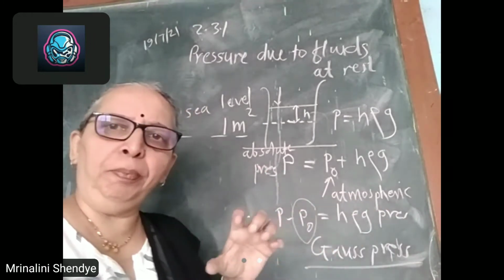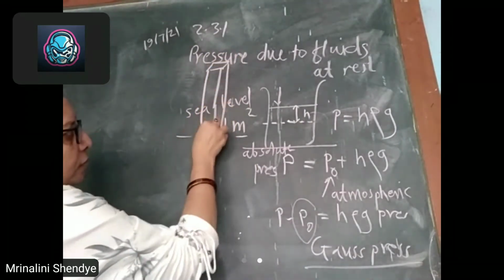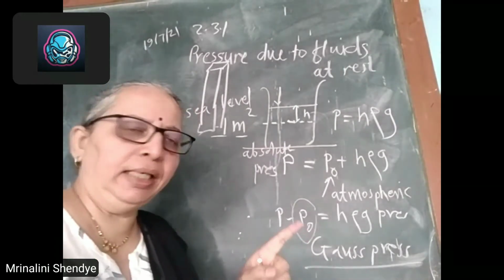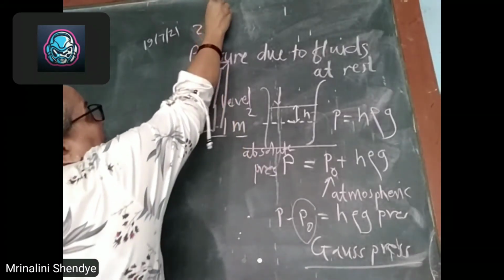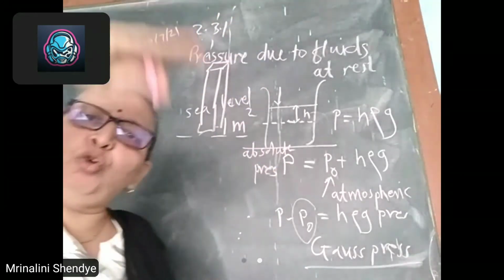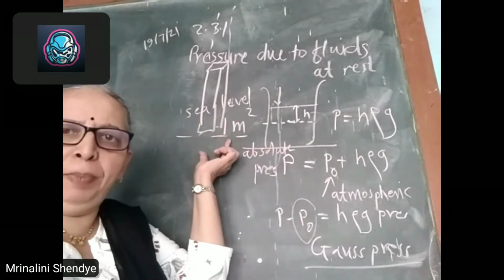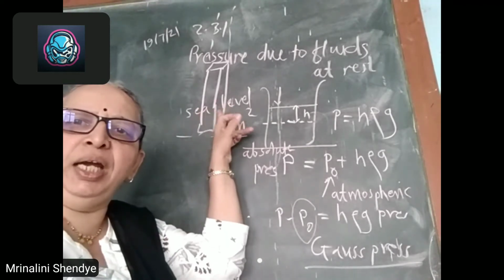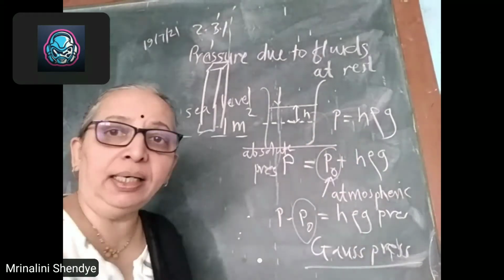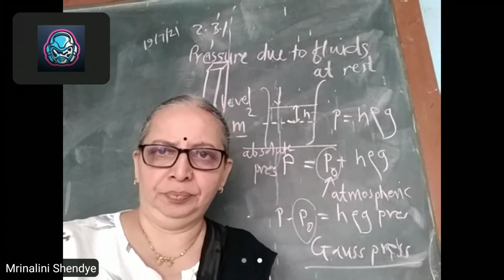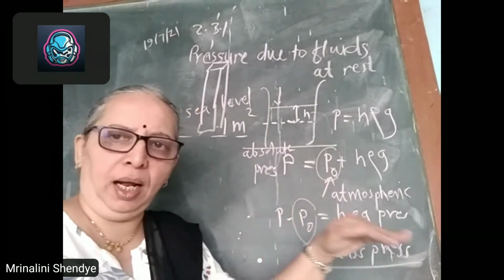You have to make the column. A column has to be made, and its base area should be 1 meter square. It has length up to the entire atmosphere. It will go upward, the whole atmosphere is its height. So the total pressure exerted by such an air column at sea level is considered standard atmospheric pressure, and hence this pressure is always there on Earth's surface.